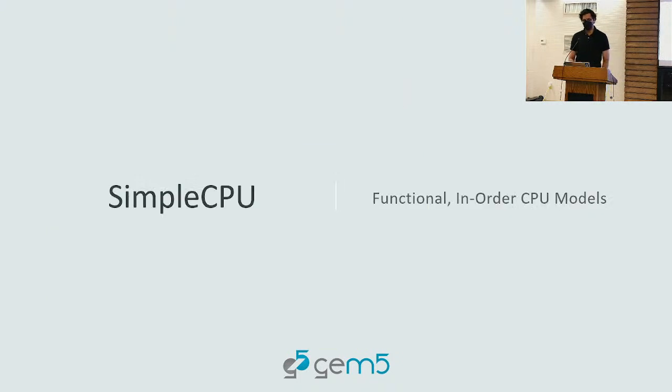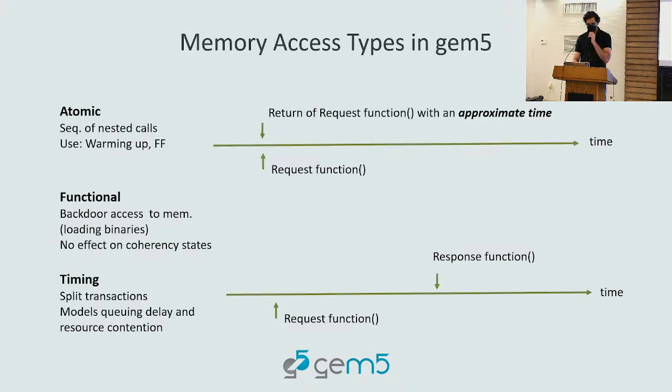Okay, so let's first jump into the simple CPU models. At a high level, they are basically functional in-order single-cycle CPU models, not very detailed, but very fast. But before you really understand the differences between AtomicSimpleCPU and TimingSimpleCPU models, I think you should know the difference between different kinds of memory types that are supported in gem5. So primarily there are three types: atomic, functional, and timing.